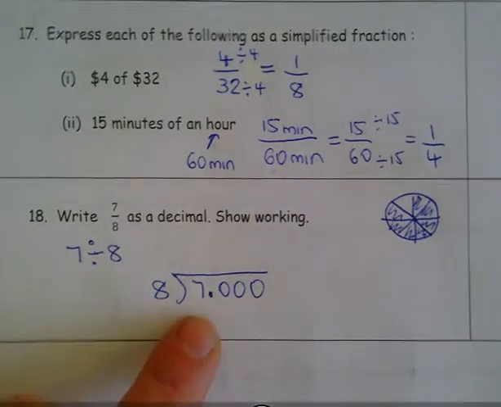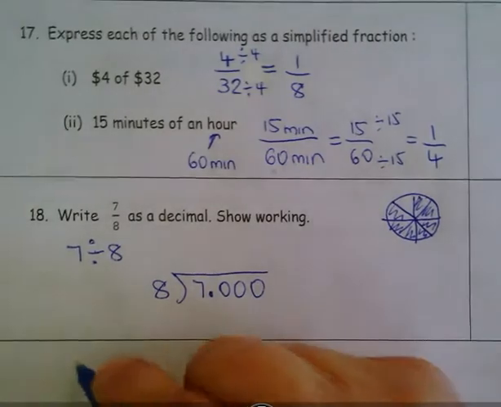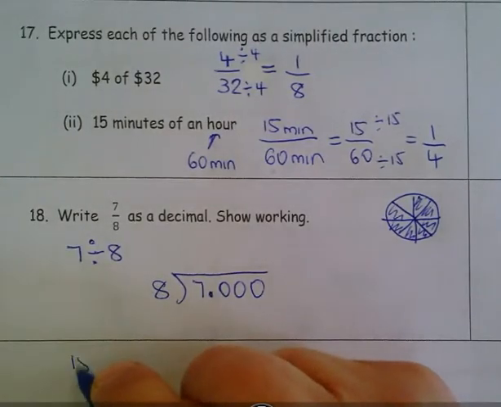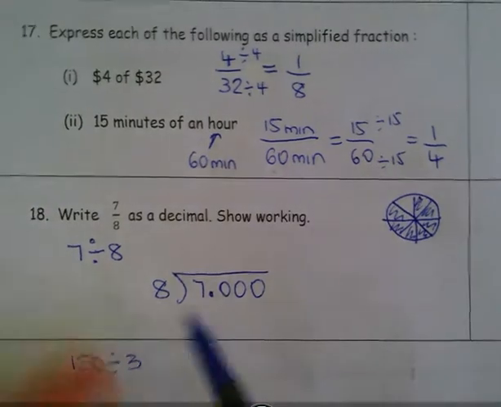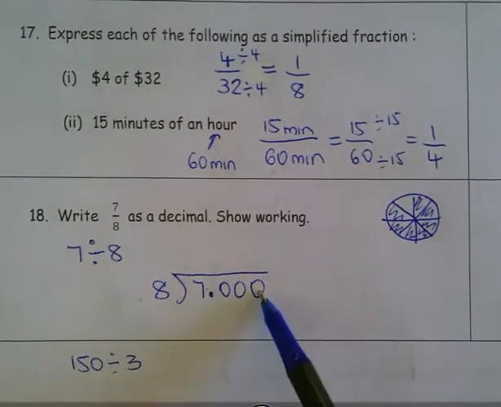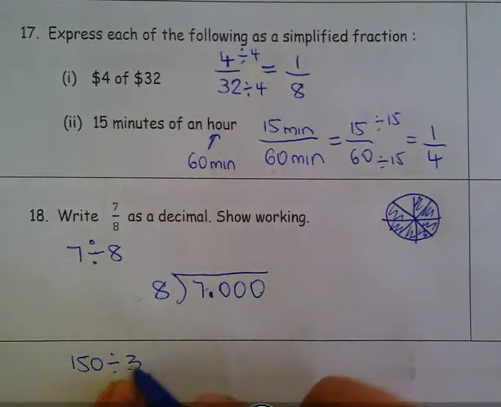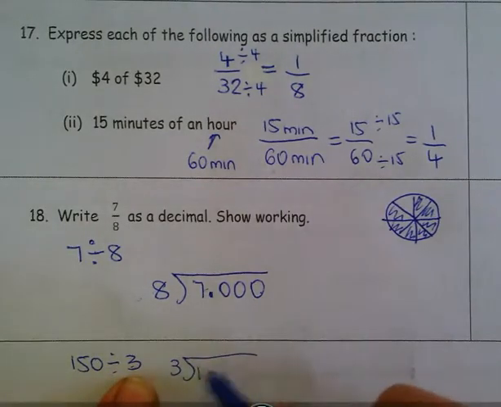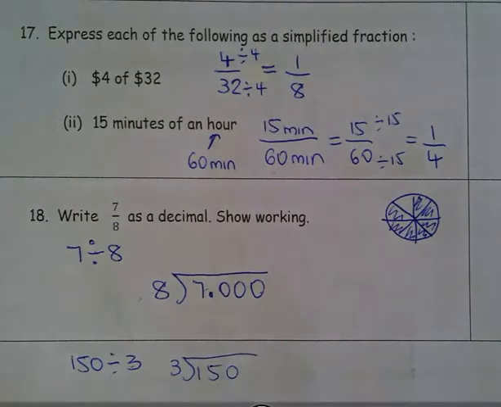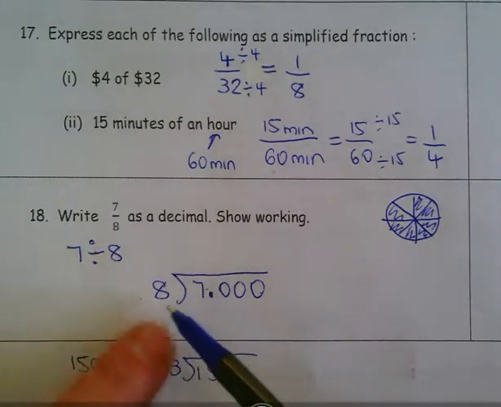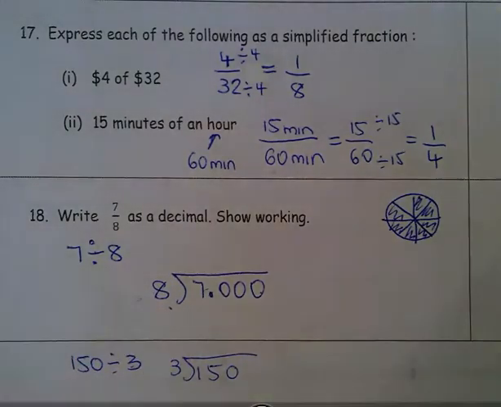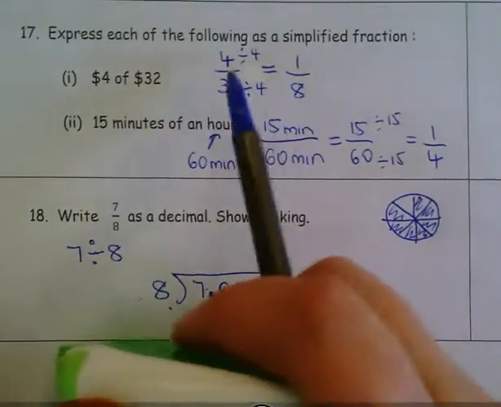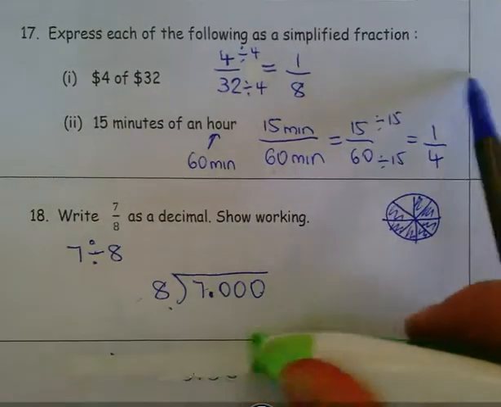Now, if you're confused which way you would write it, if I gave you, I don't know, 150 divided by 3, would you put the 150 here at the front or under there? You'd put the 3 up the front. Do you know what I mean? So you've got to do it the same. Whatever you're dividing by goes out the front of your division symbol. Okay? So, I'm going to keep going.